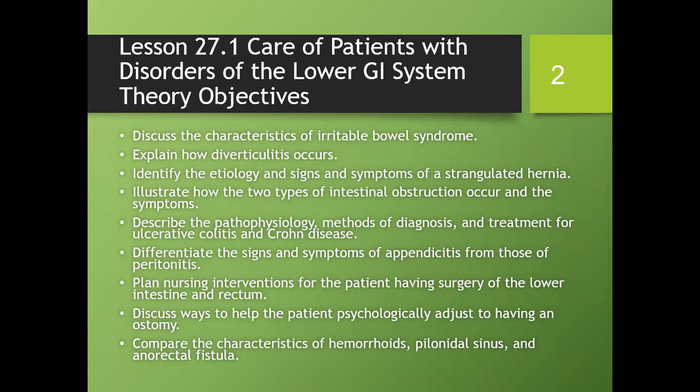illustrate how the two types of intestinal obstruction occur and the symptoms, describe the pathophysiology, methods of diagnosis, and treatment for ulcerative colitis and Crohn's disease. Differentiate the signs and symptoms of appendicitis from those of peritonitis. Plan nursing interventions for the patient having surgery of the lower intestine and rectum.